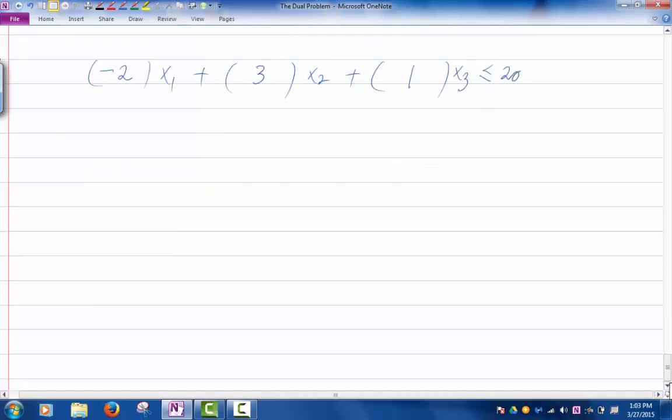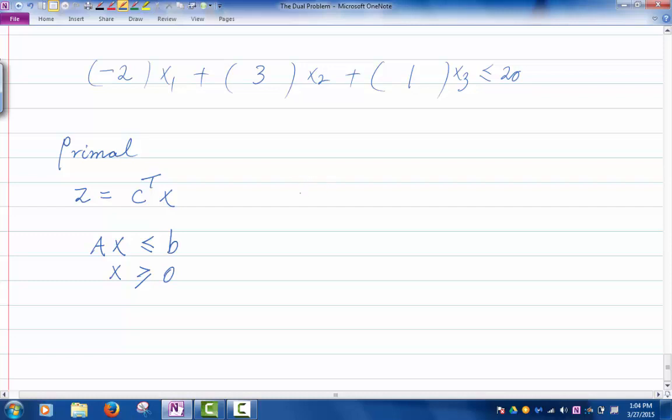So what's the primal problem? I have Z equals C transpose X, C1 up to Cn. And what are the constraints for the primal problem? The constraints are A times X less than or equal to B, and X is larger or equal to 0. Those are the decision variables.